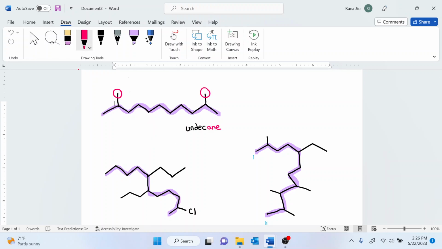So let's name this one here. I'm going to go ahead and start numbering from this side. So that is going to be 2, and the other is going to be on carbon number 10. So the name is going to be, put the numbers first, 2, 10. Now, it's a choice to either put parentheses, not brackets, parentheses in there if there is more than one number, or you can take the parentheses out. So it's really up to you, but make sure between the numbers there's a comma, between the number and the letter there's a dash. So it's going to be 2,10.